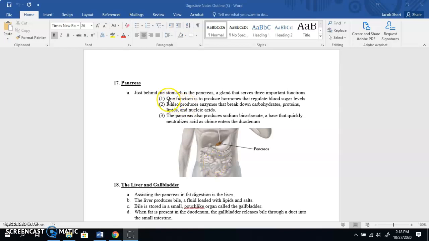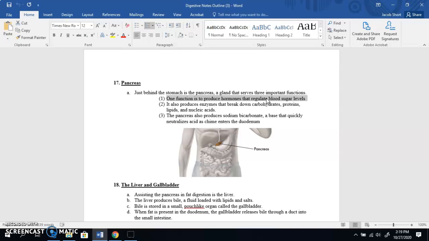Before we get to that, though, just note that one of its main functions is to make a hormone. The hormone is insulin, and that hormone regulates blood sugar levels. Okay, so the hormone insulin is produced by what are called beta islet cells inside the pancreas, and that hormone insulin is released directly into the bloodstream.